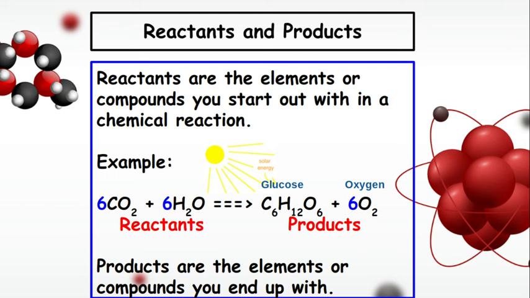And then, as the products of that chemical reaction, we have a compound. We have glucose, C6H12O6, and also a gas, oxygen. Those are the products of photosynthesis. Products are the elements or compounds that you end up with in a chemical reaction. So, again, the reactants are what you start out with on the left, and the products are the compounds or elements that you end up with on the right.